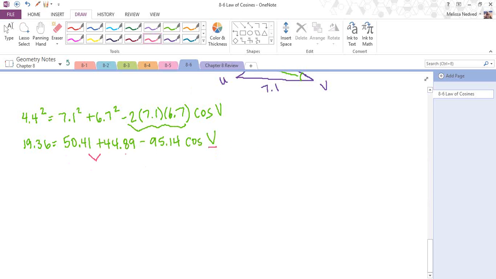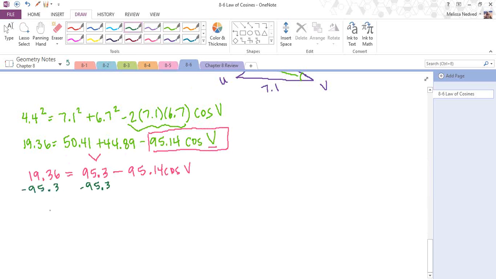So I can add the 50.41 plus 44.89, but this is what we need to box off. This is what we're not going to touch till the end. So if we add those together, we get 95.3. We've got then minus 95.14 times cosine of V, all equal to 19.36. Now to undo that, we're going to subtract it from both sides. So minus 95.3 and minus 95.3. And we get negative 75.94 is equal to, again, don't drop that negative, negative 95.14 cosine of V.